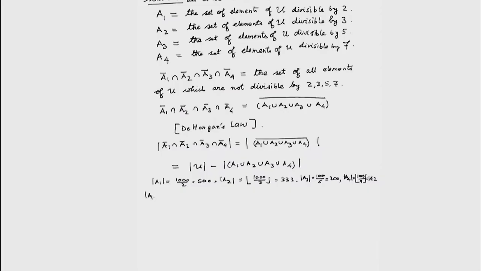Then we take intersections of A_i's for distinct i's taken two at a time. So, we get A1 intersection A2 is equal to floor of 1000 divided by 6, because if a positive integer is divisible by both 2 and 3, then of course it is divisible by 6 and the converse. Therefore, we will have 166.